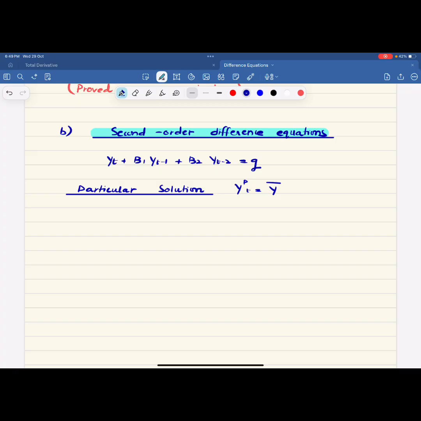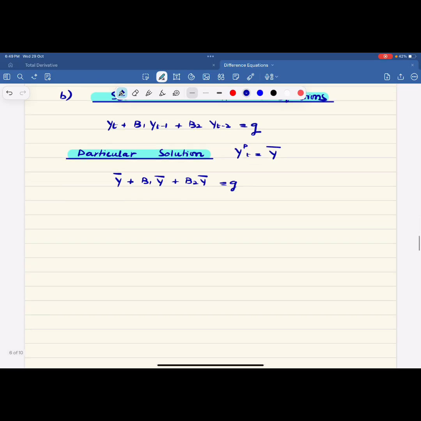So once I put this trial solution into my main equation, I get y bar plus beta 1 y bar plus beta 2 y bar is equal to g. And when I take y bar as common, I'll be left with 1 plus beta 1 plus beta 2, and since the quotient will be undefined if the denominator is 0, we are going to have beta 1 plus beta 2 not equal to minus 1.